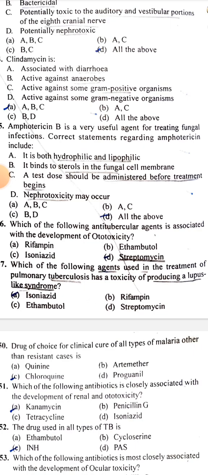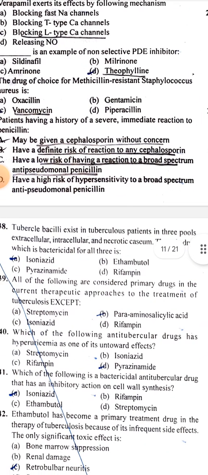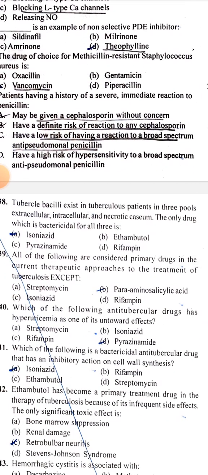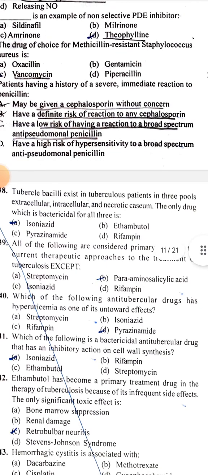Which one of the following antitubercular agents is associated with the development of ototoxicity? That is streptomycin. Which of the following agents used in the treatment of pulmonary tuberculosis has a toxicity of producing a lupus-like syndrome? That is isoniazid. Tubercle bacilli exist in a tuberculous patient in 3 pools: extracellular, intracellular, and necrotic caseum. The only drug which is bactericidal for all 3 is isoniazid.